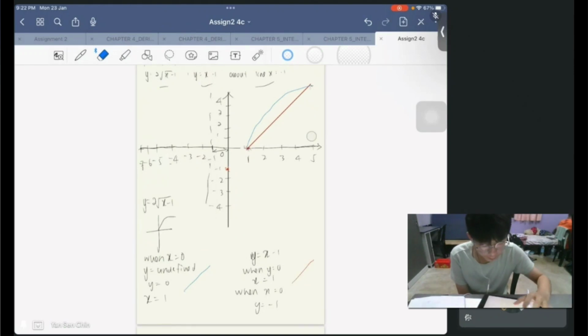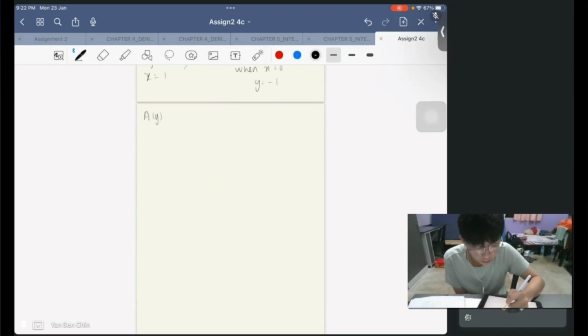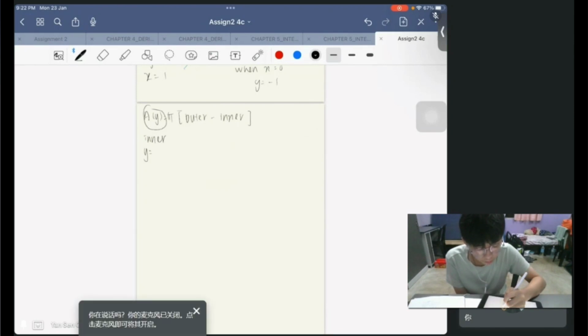Now, after finding the graph, the formula is pi times outer minus inner radius to find the cross-sectional area. So now we're finding for the inner. So since this is y, we have to solve it to become x equal to what?